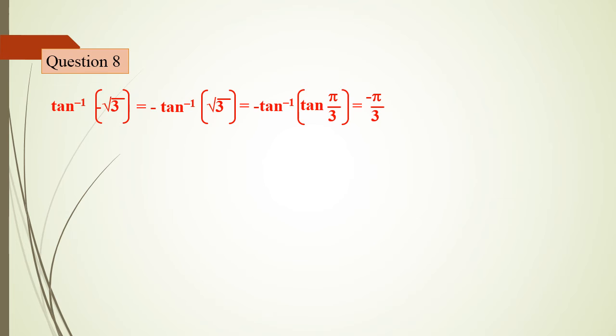Then tan of how much is root 3? Tan pi by 3. Now tan inverse and tan both are gone, minus and pi by 3 will be remaining. So minus pi by 3 will be the principal value of the trigonometric function tan inverse of minus root 3.